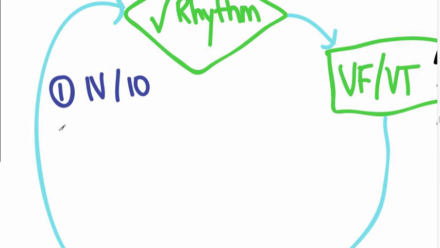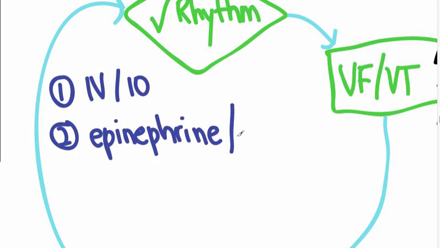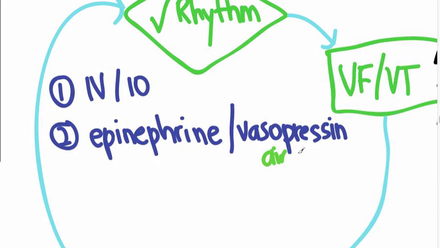Then the next thing you want to do, the second time around, is you're going to give a drug. And the drug you're going to give is epinephrine. Alternatively, you can also give vasopressin. At this time, you'll probably want to also consider an airway of some sort. Maybe intubating the patient, or putting in some kind of LMA.